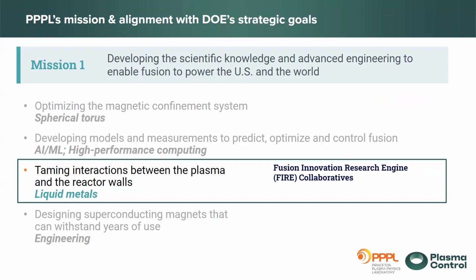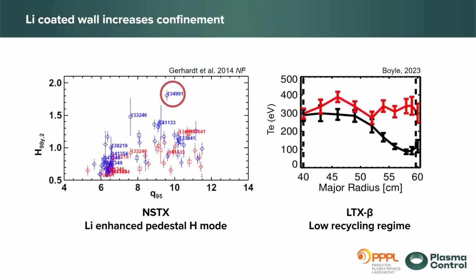This is one of the slides we already saw on Monday: taming interactions between the plasma and the reactor wall is one of the missions that PPPL has. This is part of how we want to develop this technology and knowledge to advance the engineering of fusion devices and fusion reactors. We also recently submitted the FIRE, Fusion Innovative Research Engine, Collaborative proposal. All of this is pushing towards more attention on liquid metal development at PPPL.